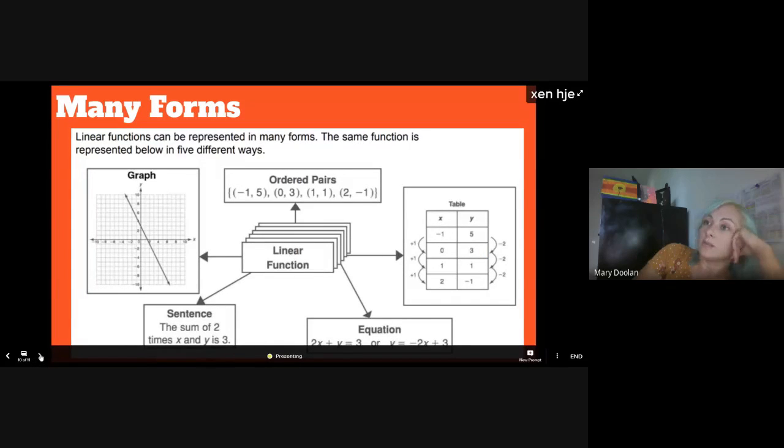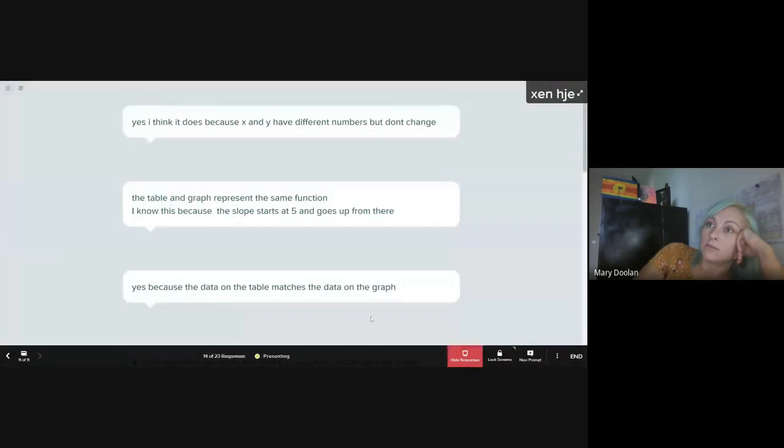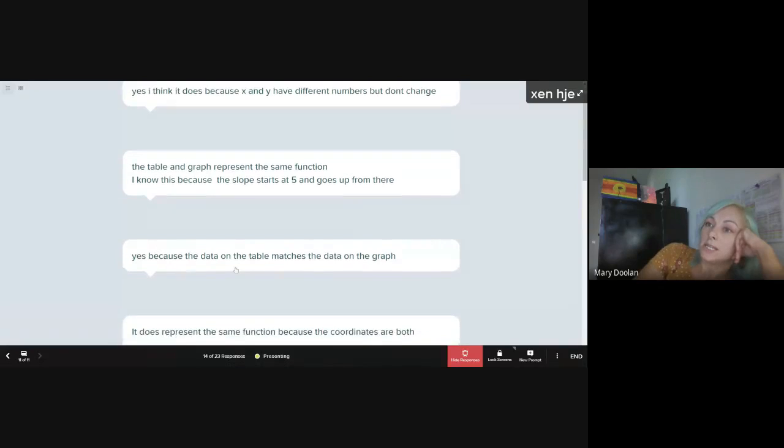And then we talked about linear functions being represented in different ways. So does the table and the graph represent the same function? Yes, I think it does, because x and y have different numbers but don't change. The table and the graph represent the same function. I know this because the slope starts at 5 and goes up from there. Yes, because the data on the table matches the data on the graph.